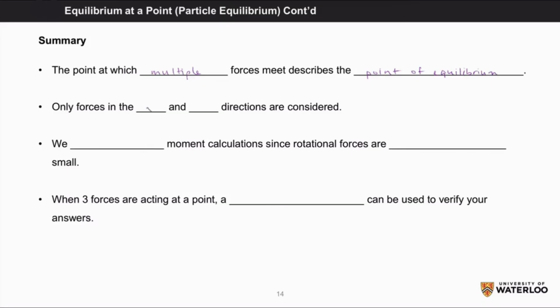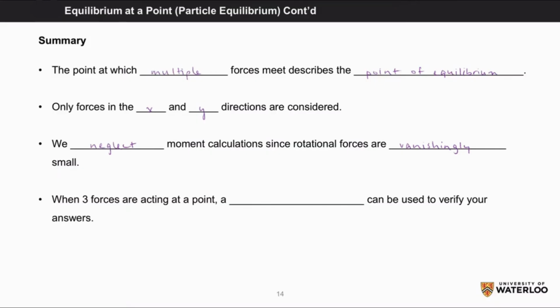Only forces in the x and y directions are considered, and the reason for this is explained in the next point. So the reason for this is because we neglect moment calculations since rotational forces are vanishingly small. Remember that there does not exist a point within a point about which you can take a moment. Essentially, what this means is that a point is too small for any moments to act upon it.